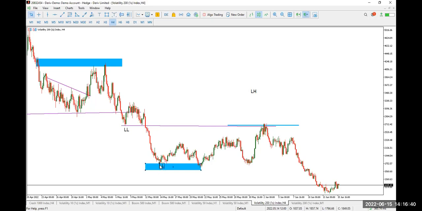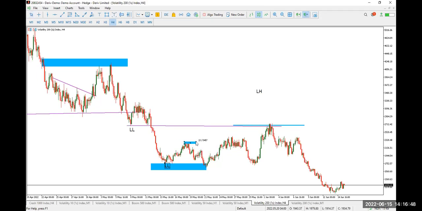This is a lower low. And look at it, this is a lower high. It was a lower high. Now, don't look at all these things they are doing. This is a lower high. This is a lower low.